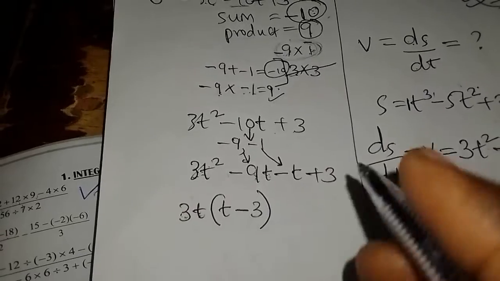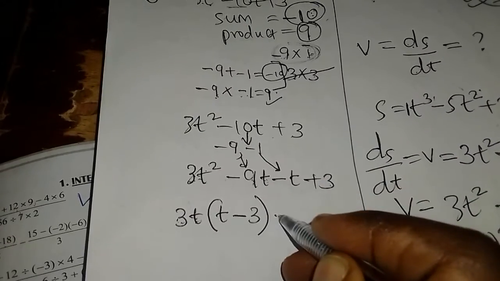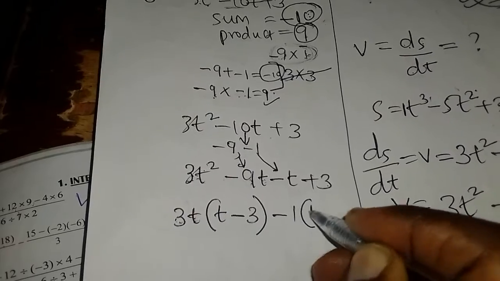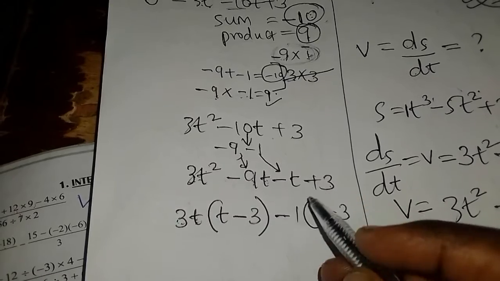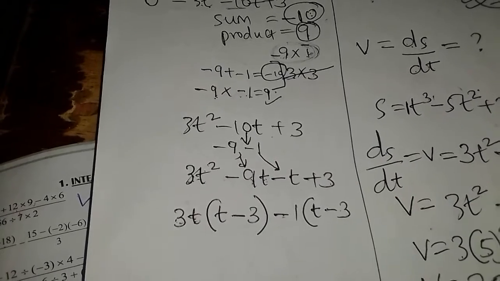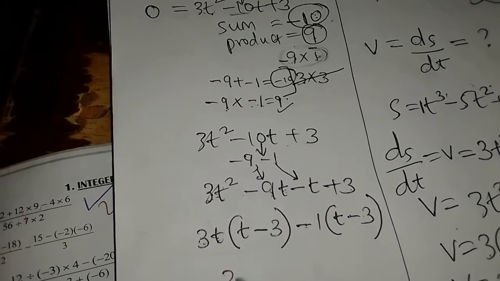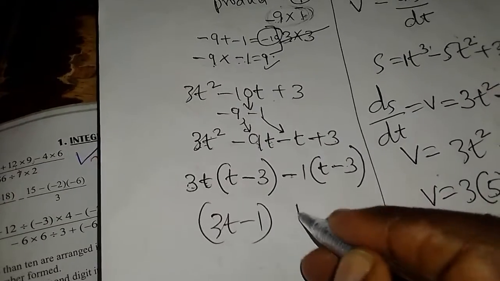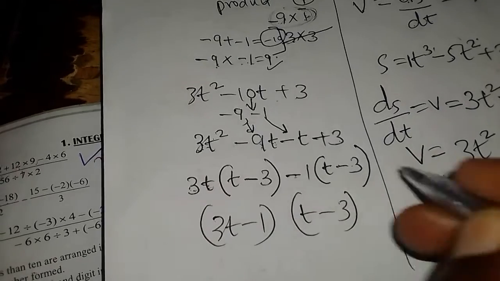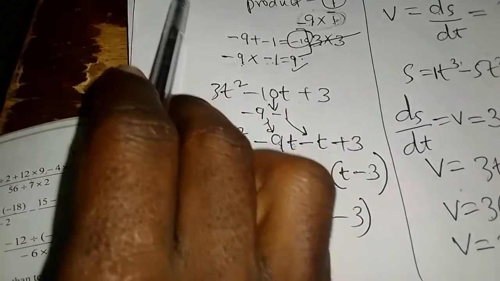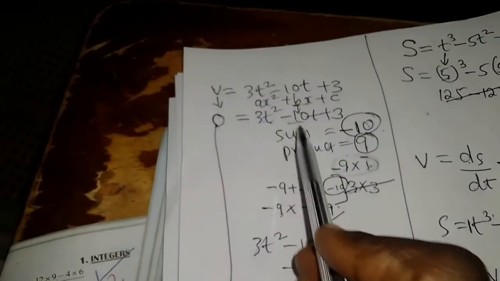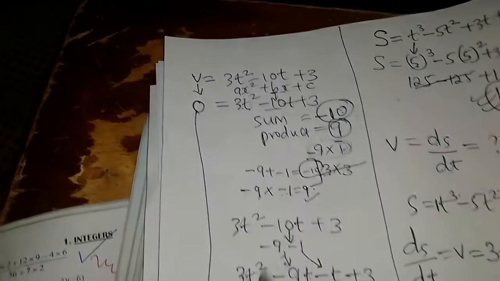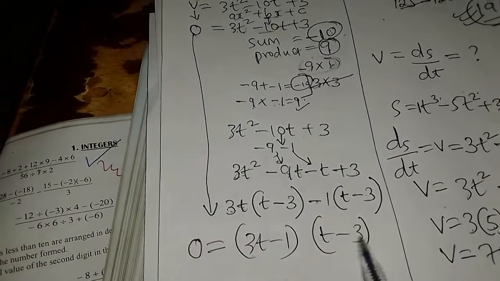So I'll cross the brackets. I'll say the common divisor of t and 3 is actually 1. So 1 into t, then minus 3. Minus times minus is positive. See, minus times minus is positive. So I'll cross the brackets. So I have 3t minus 1, then I'll have t minus 3. So I can equate this to 0, because initially I was having a 0 here. So I'll bring this 0 down. So 0 is equal to, because the factorization of this gives me 3t minus 1 and t minus 3, so it's equal to 0.